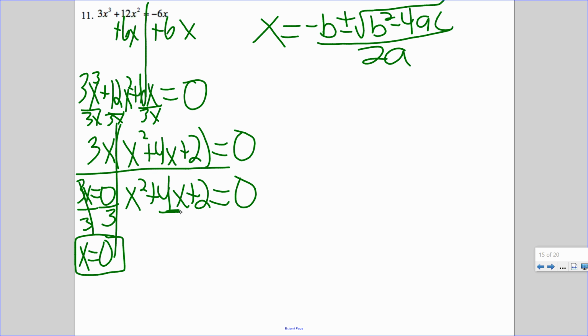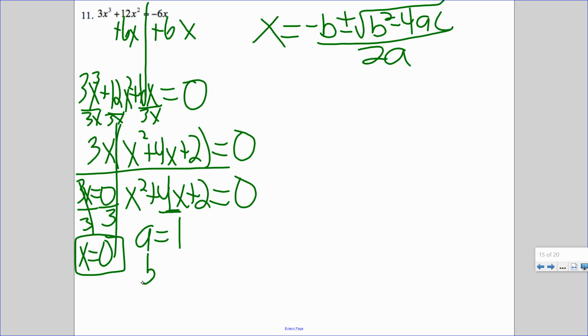I want you to take a couple minutes right now on your own, and I want you to solve this equation using the quadratic formula. So please pause and try to solve it on your own. Okay, now that you tried it on your own, let's see if you got it right.